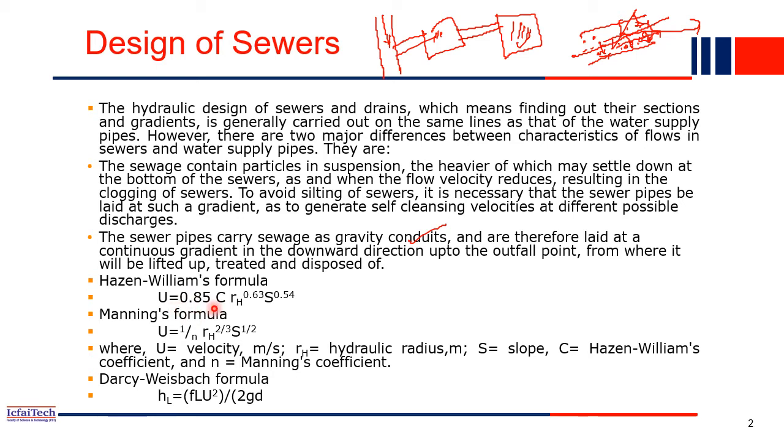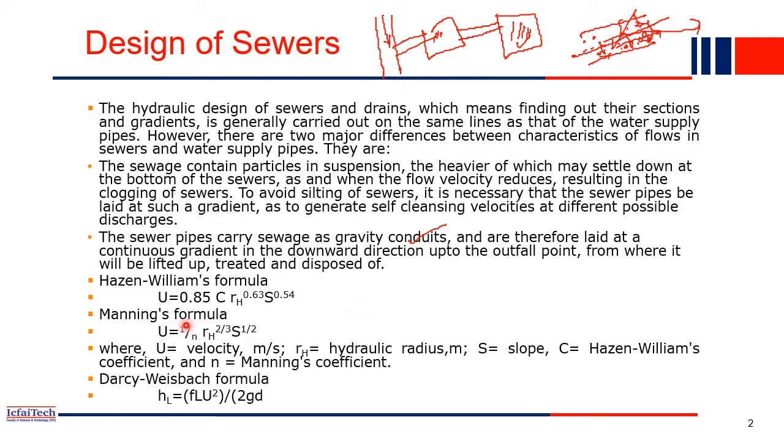U is the discharge and 0.85 C constant, R is the radius of the pipe, and S is the slope. What is the slope of this pipe? And then you can use the Manning's formula, or we can use the Darcy-Weisbach formula. So depending on our situation, depending on our utility, we can choose which type of formula we are using. So the design of sewer means basically we are finding out what is the dimension, what is the cross section of the sewer, is not it?